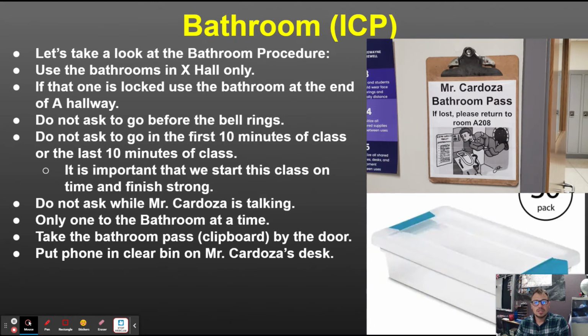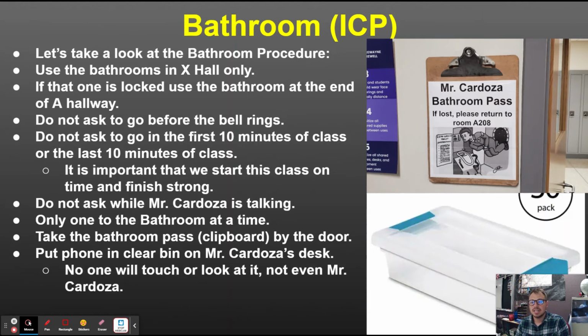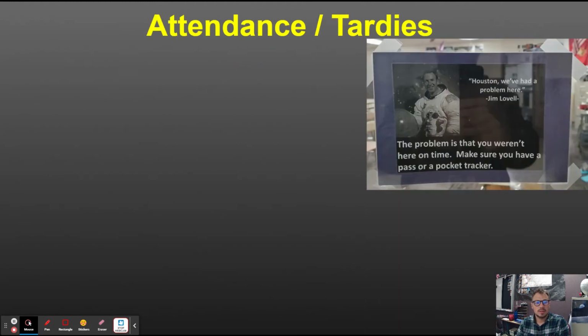So nobody will touch it. Mr. Cardozo won't touch it or look at it. It'll be sealed in that container. So this is a privilege. It can be lost if abused. So make sure you are respectful about that.